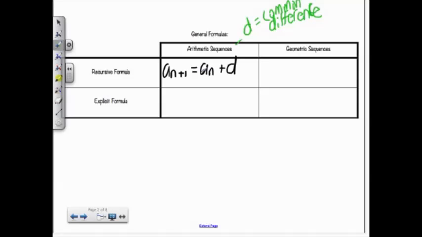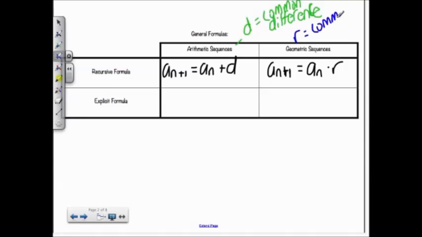So a geometric sequence is going to be a sub n plus 1 equals, this is n plus 1, just so that you know, okay, equals a sub n multiplied by r. Because remember, with geometric, you're not adding the same number, you're multiplying by the same number. And r is not going to be your common difference, it's actually going to be your common ratio.